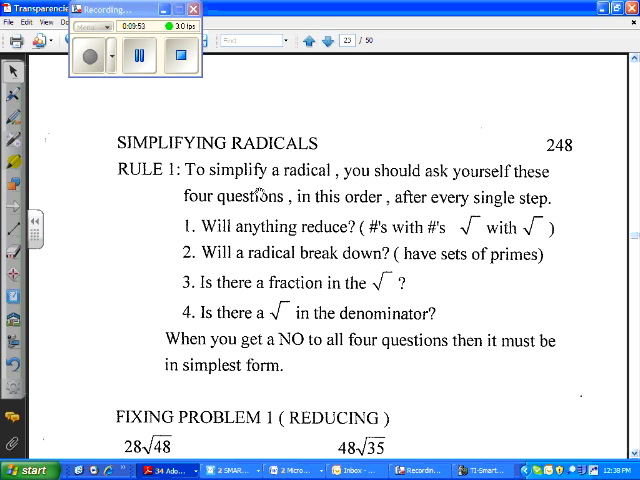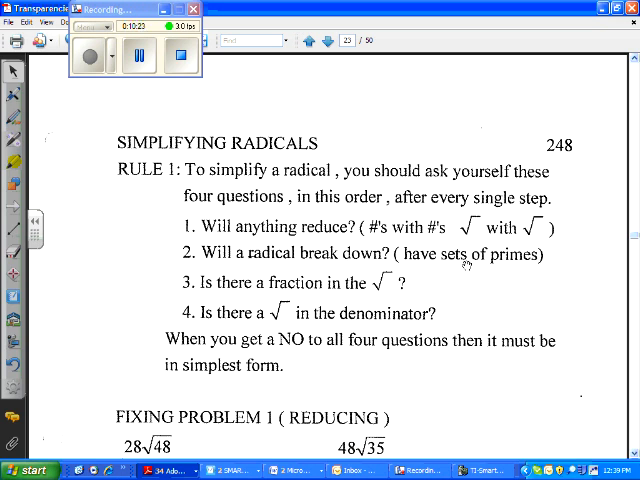To simplify a radical, you ask yourself these 4 questions in this order after every single step. Number one, will anything reduce? We got to think all the way back to page 5. We reduce numbers with numbers and square roots with square roots, and then we looked at that concept again at the first of this chapter.